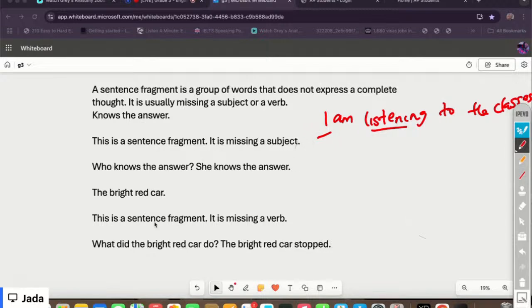So, can you make one example that is a sentence fragment? Can you give me a sentence fragment? Think about a sentence fragment and give me one.